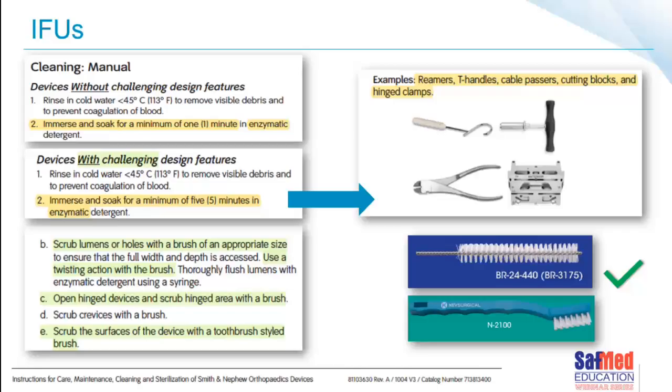There was a manual process followed by ultrasonics, followed by an automated washer disinfector. So I'm focusing on the manual step now. Here you can see soak for a minimum of 5 minutes. Then comes the scrubbing section. Now I just cut and pasted a little section of it. Scrub the lumens or holes with a brush of the appropriate size. Use a twisting action with the brush.